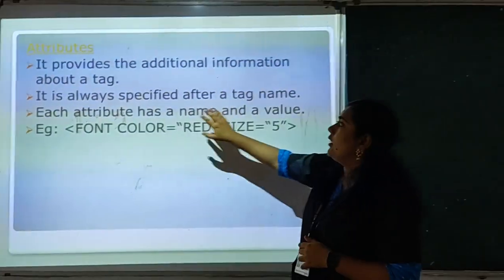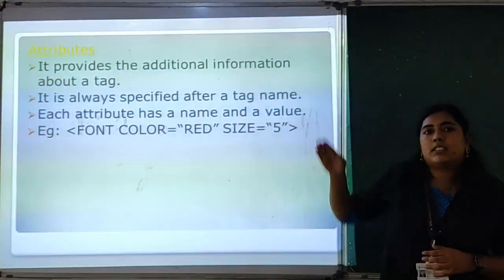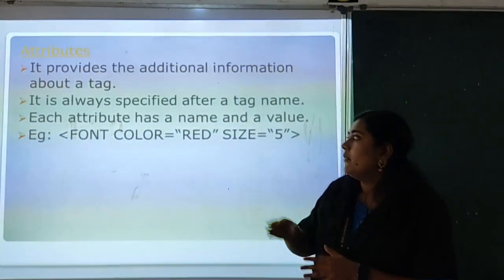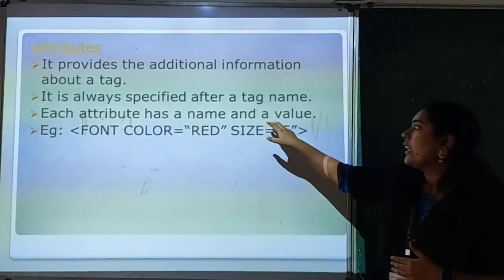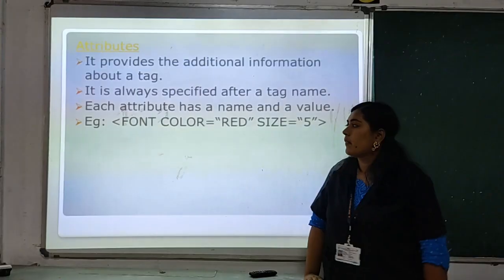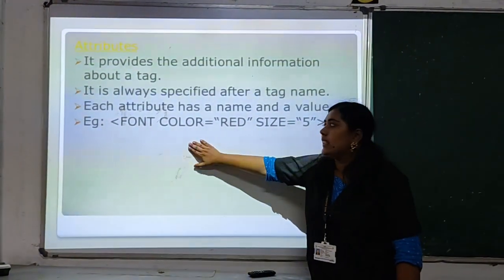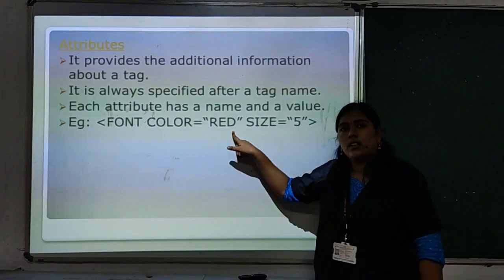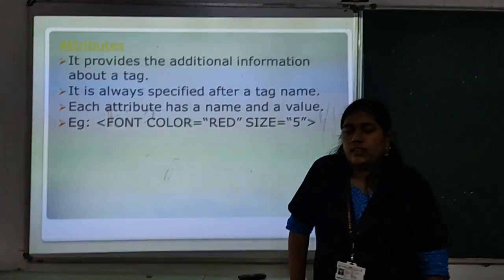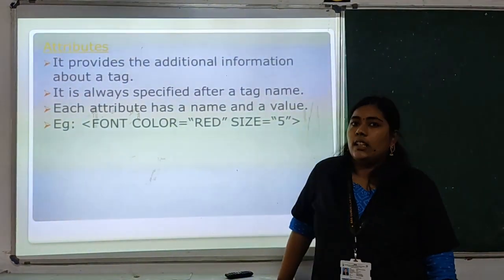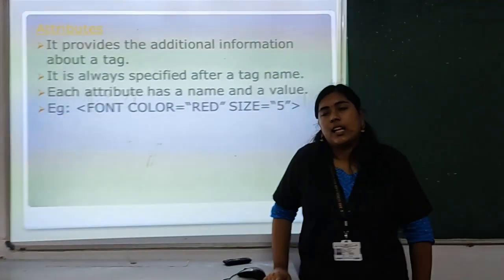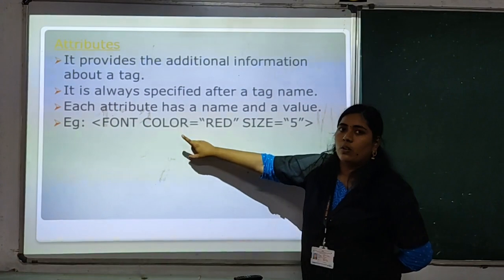Okay. And we always specify them after the tag name. First we need a tag name, and only then can we specify these attributes. Each has a name and a value; here you can see font color equal to red. You all know what a font is, right? Yes. The effects which we apply to a text. It can be size, type and color, right?